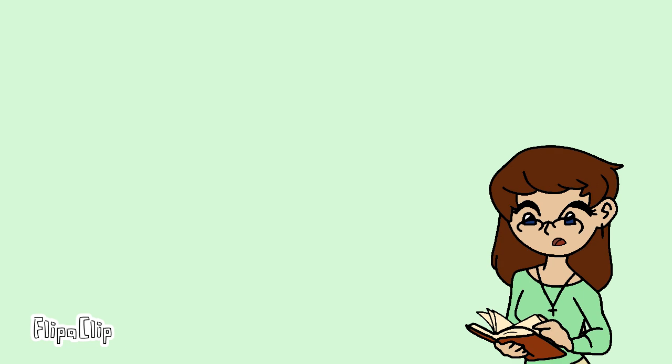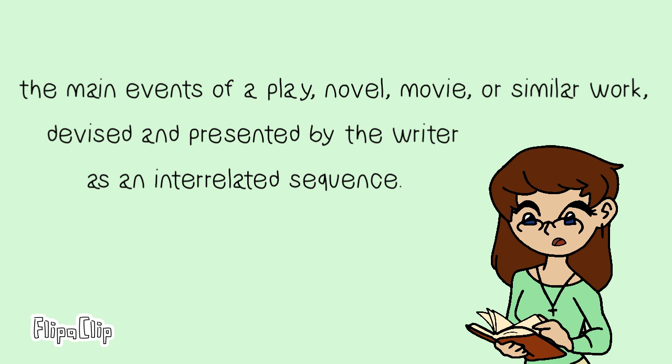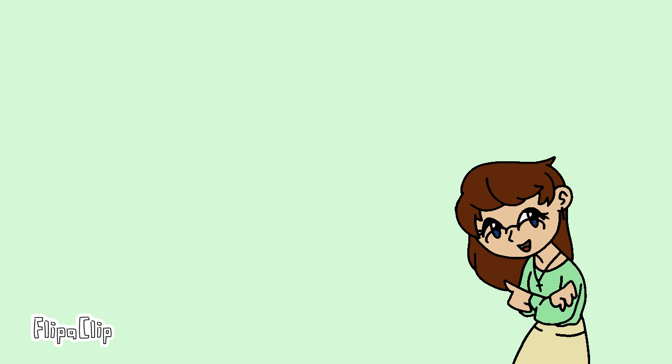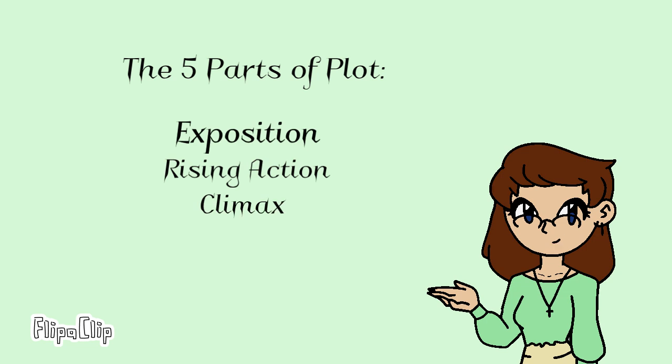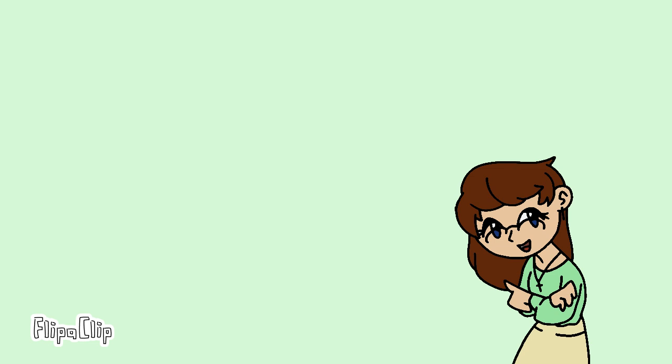The dictionary definition of a plot is the events of a play, novel, movie, or similar work devised and presented by the writer as an interrelated sequence. Putting that into simpler terms, plot is the events in a story that happen to characters and what order those events happen in. There are 5 parts of plot: exposition, rising action, climax, falling action, and conclusion. These different labels are called plot points.